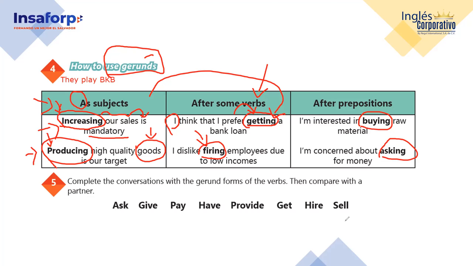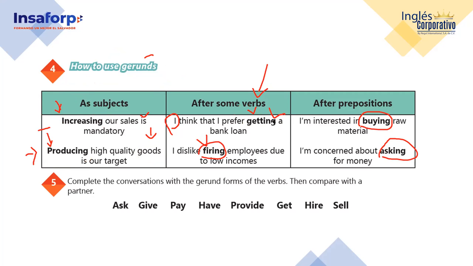I am interested in buying raw material. I'm concerned about asking for money. The important aspect here is that you need to identify where the preposition is. Which is the preposition?